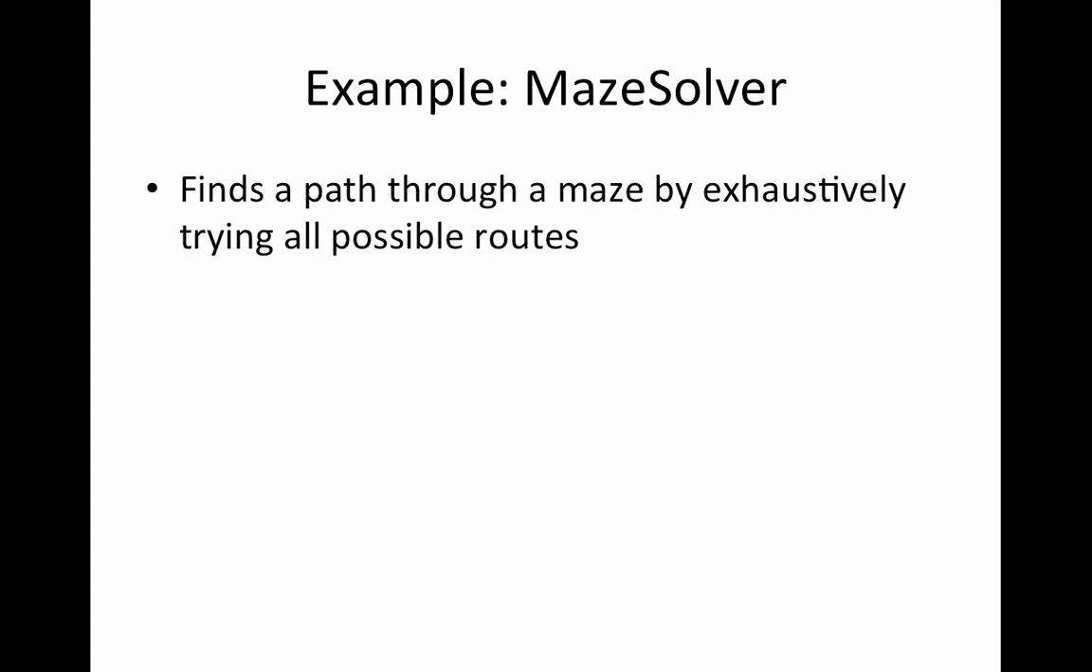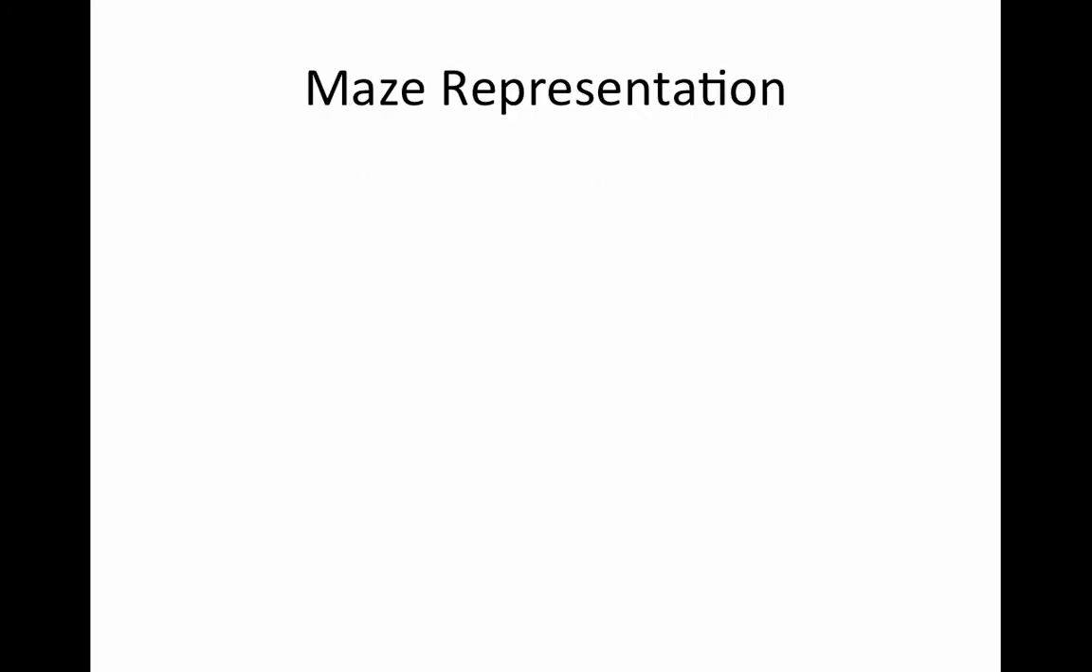The specific example that we're going to show how to use recursion with backtracking is the maze solver. This is a bit more complicated example, so we will take it step by step, analyze our strategy, and see demos. What we want to do is find a path through a maze by exhaustively trying all the possible routes inside the maze. How are we going to represent the maze?